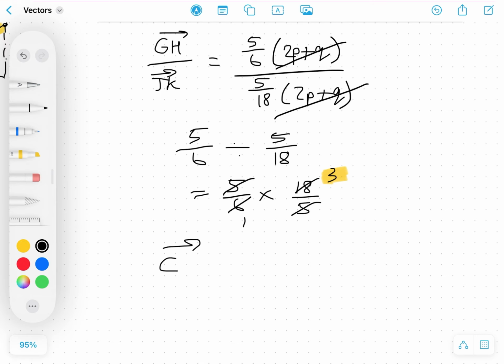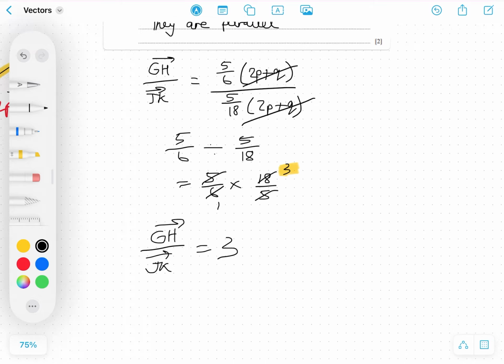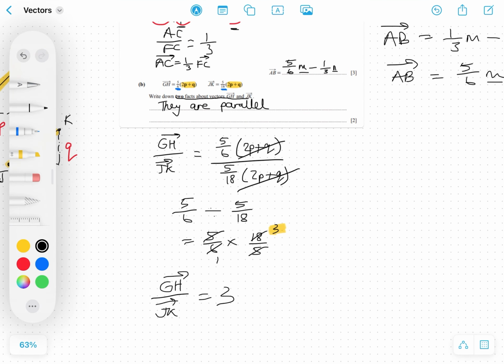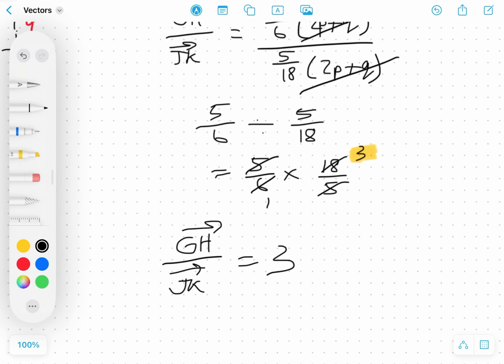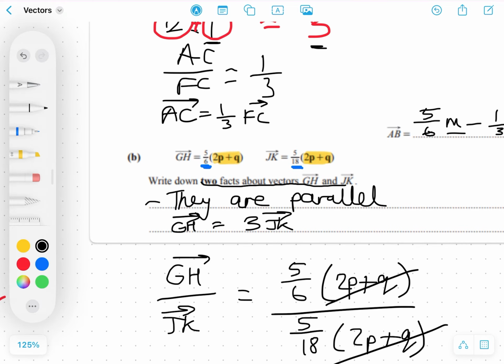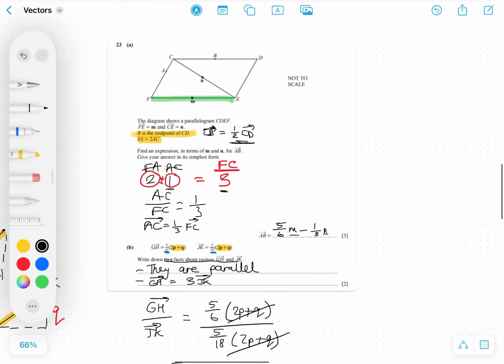Therefore, GH over JK is equal to 3. And this tells us that GH is 3 times the size of JK. So we can write that down here: GH is equal to 3 times the vector JK. And that's the question done.